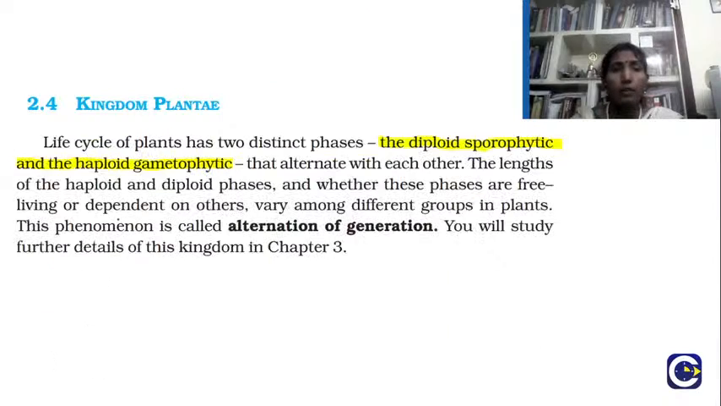So then we have the alternation of generations, as we call it in the plant kingdom. We'll explain this in much more detail. They have two distinct phases: always remember, a sporophytic phase and a gametophytic phase. The sporophytic phase is always diploid, and once the gametes are formed, they are haploid. So the haploid and diploid phases keep alternating, and that is mostly free living or dependent. That phenomenon is what we call alternation of generations.